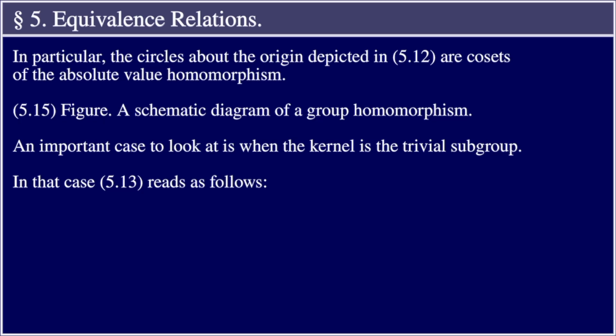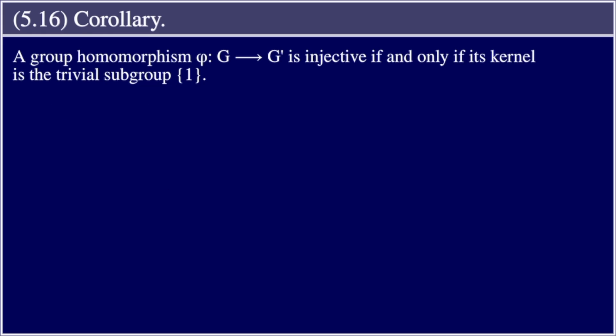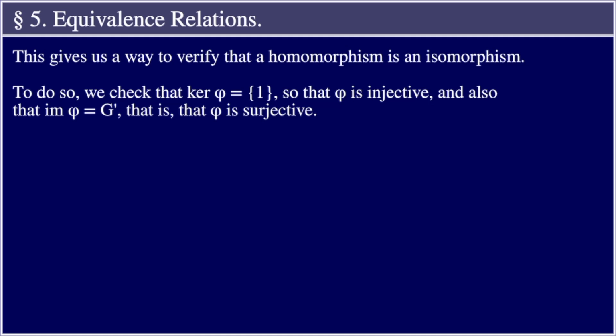An important case to look at is when the kernel is the trivial subgroup. In that case, 5.13 reads as follows. 5.16 corollary. A group homomorphism phi mapping G to G prime is injective if and only if its kernel is the trivial subgroup 1. This gives us a way to verify that a homomorphism is an isomorphism. To do so, we check that the kernel of phi is equal to the set 1, so that phi is injective, and also that the image of phi is equal to G prime, that is, that phi is surjective.